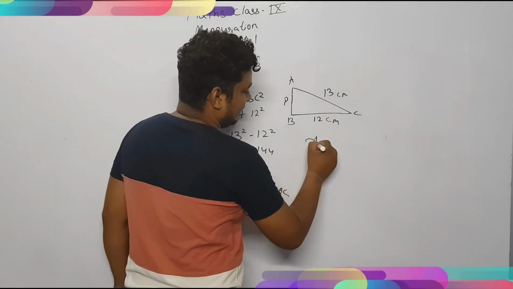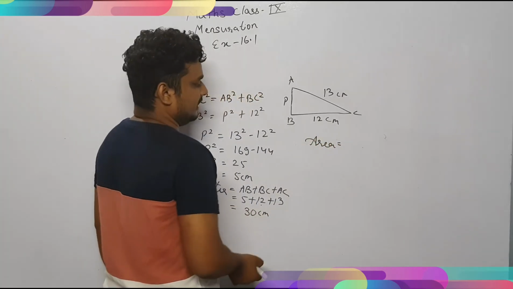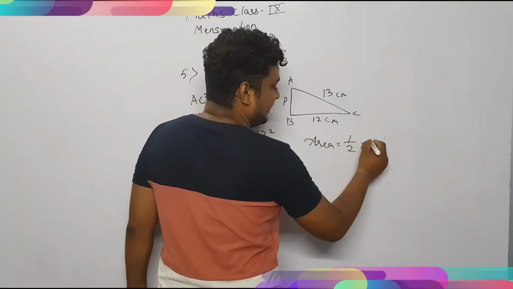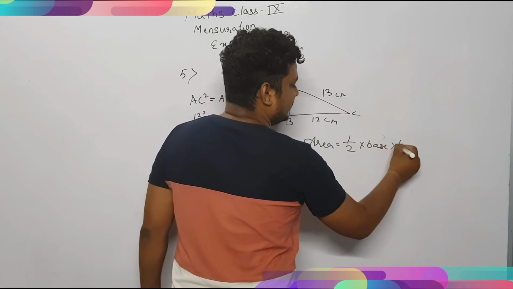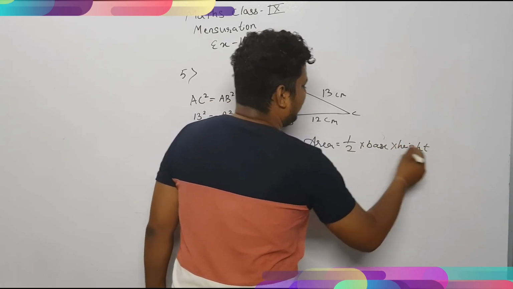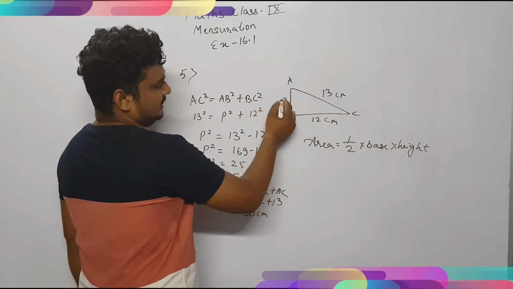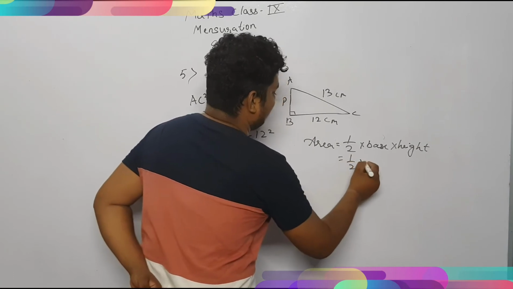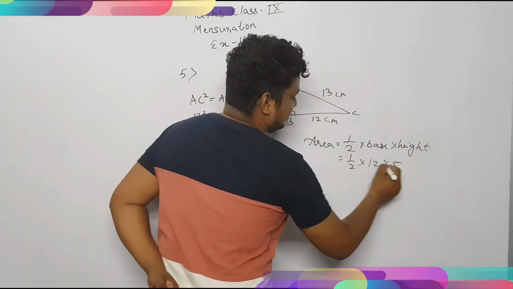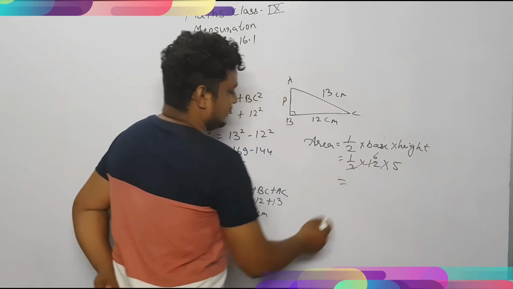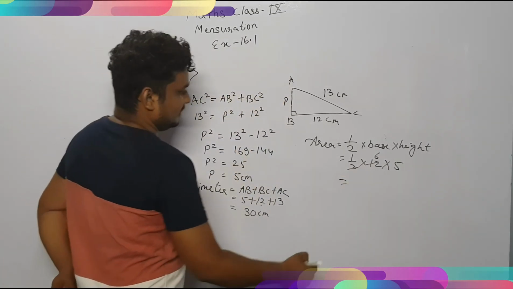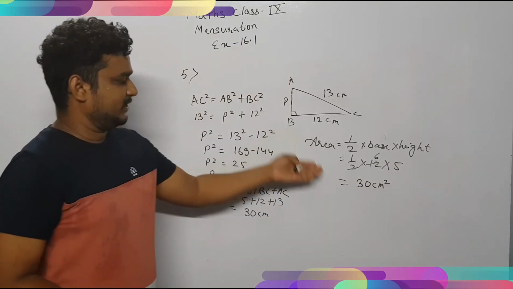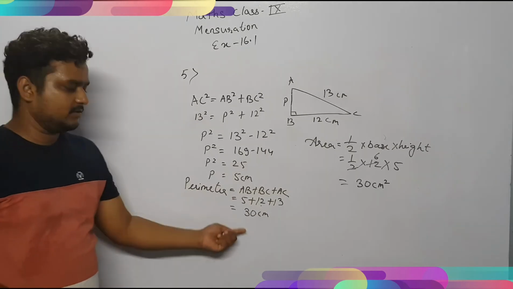Now we are going to find the area of this particular triangle. Here it is given a right angle triangle, so the area is half into base into height, or the product of the sides along with the 90-degree angle. So half into base 12, height 5, then we cut by 6. Multiplying this, we get 30 centimeter square. This is the answer: area is 30 centimeter square and perimeter is 30 centimeter.